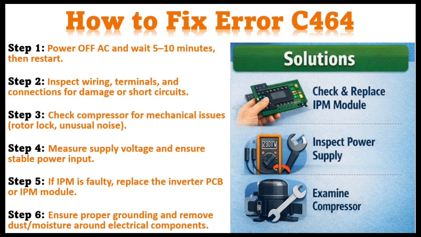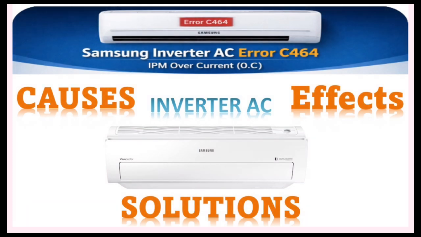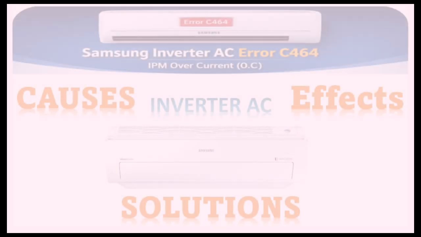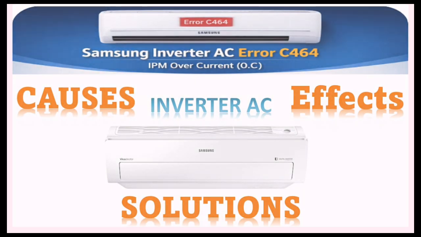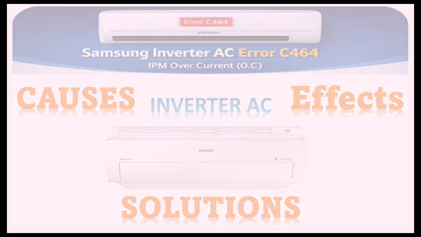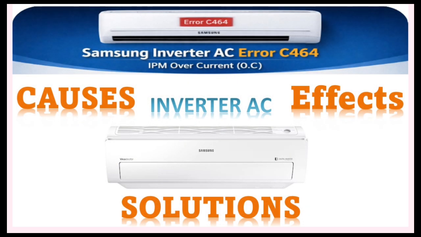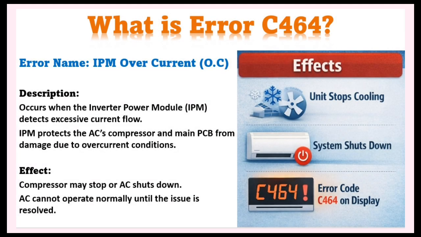Step 6. Ensure proper grounding and clean any dust or moisture around the electrical components to prevent future issues. Following these steps will help you resolve Samsung AC error C464 efficiently and safely. Make sure to handle electrical components carefully and always consult a professional if you are unsure about any step.